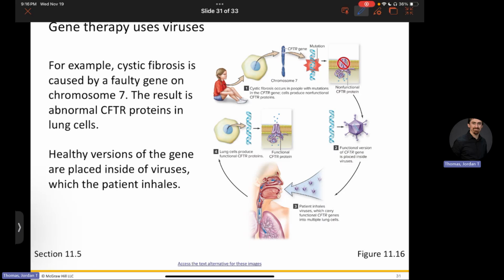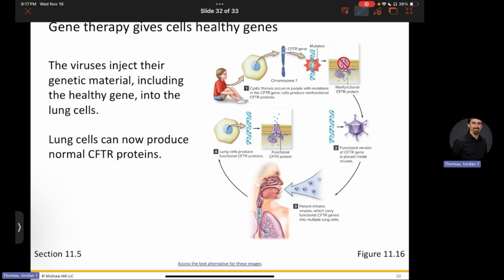Gene therapy uses, and again, it uses viruses. This I'm not going to go over too much. But an example of how gene therapy will work is cystic fibrosis. For example, cystic fibrosis is caused by a faulty gene on chromosome 7, resulting in abnormal CFTR proteins in lung cells. Healthy versions of the genes are placed inside viruses which the patient inhales. And once they inhale it, that virus then infects the cells that have that faulty gene and replaces the faulty gene with a working one. And then you have a cure for cystic fibrosis.